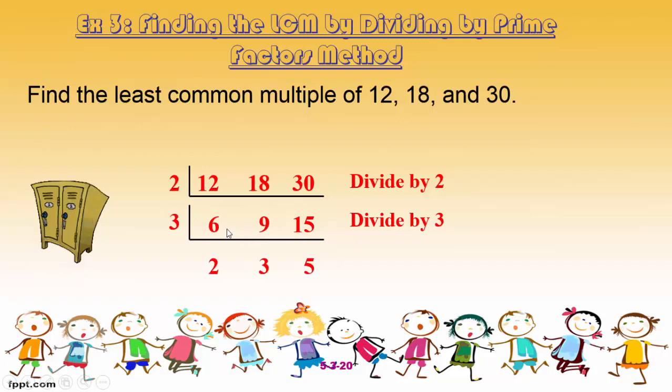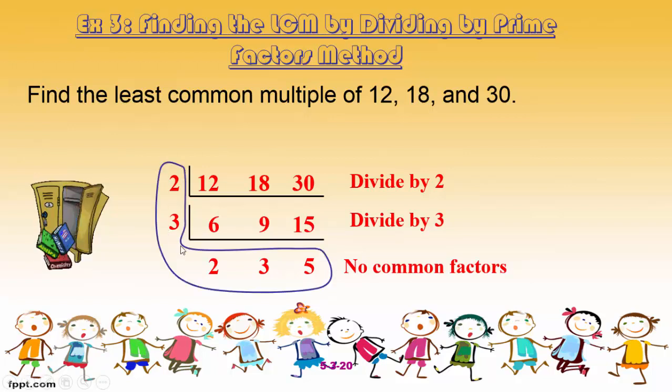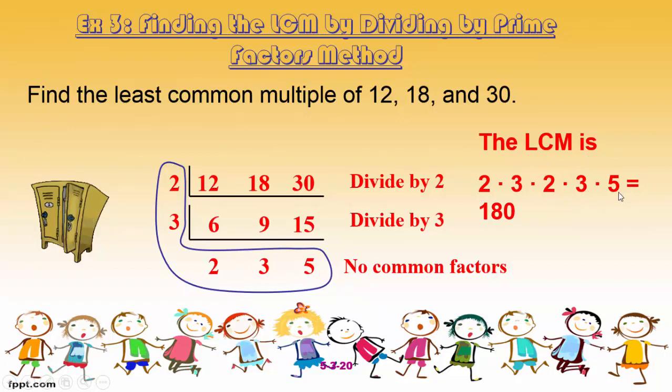And it turns out that indeed 3 divides into 6, 9, and 15, so we end up 3 divides into 6 2 times, 3 divides into 9 3 times, 3 divides into 15 5 times. Now we have 2, 3, and 5. There are no common factors. In order to find the least common multiple, we take all of these, the 2, the 3, the 2, the 3, and the 5, and multiply them. So the least common multiple is 2 times 3 times 2 times 3 times 5, which is 180.